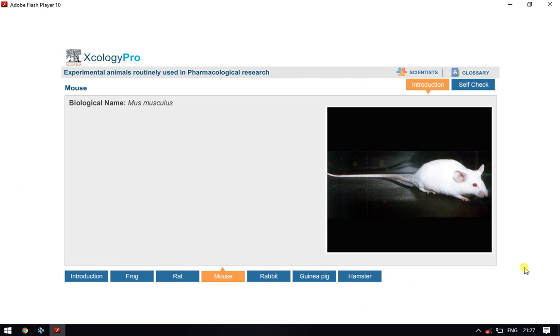Mouse. Biological name Mus musculus. Specific characteristics: mouse is the most widely used animal in different toxicity studies. It is a warm-blooded rodent. Mice are very sensitive to the sedative effects of hexobarbital.